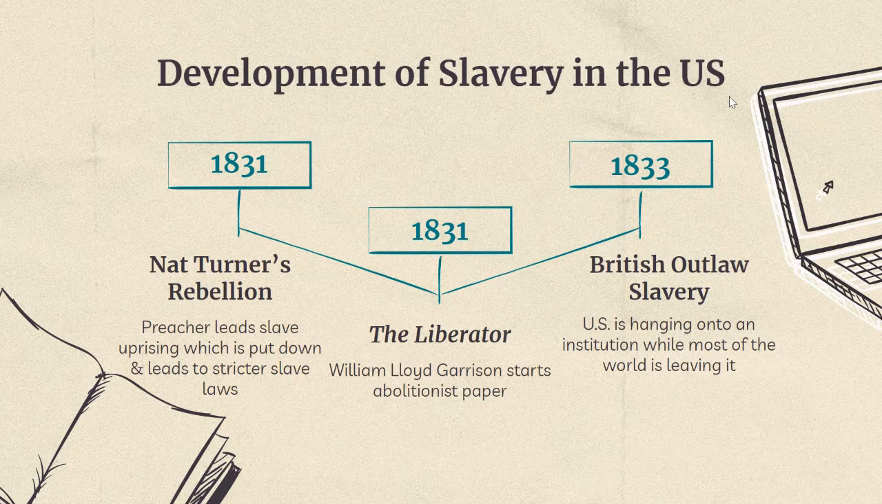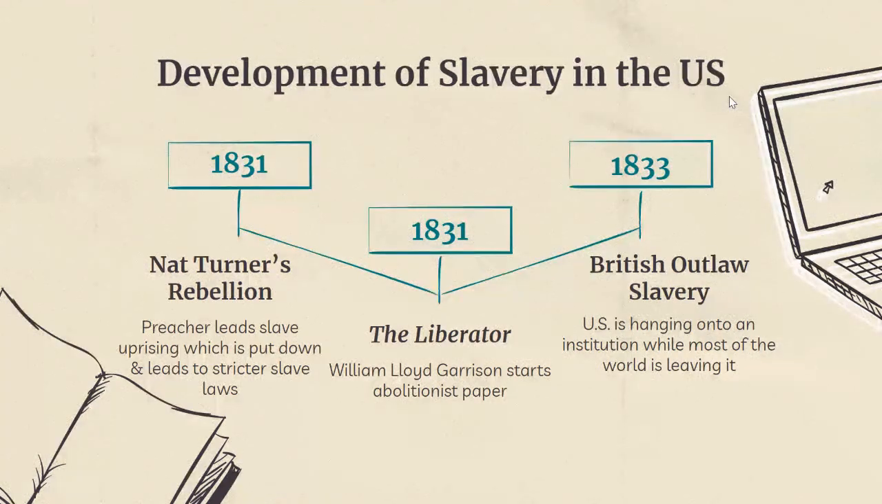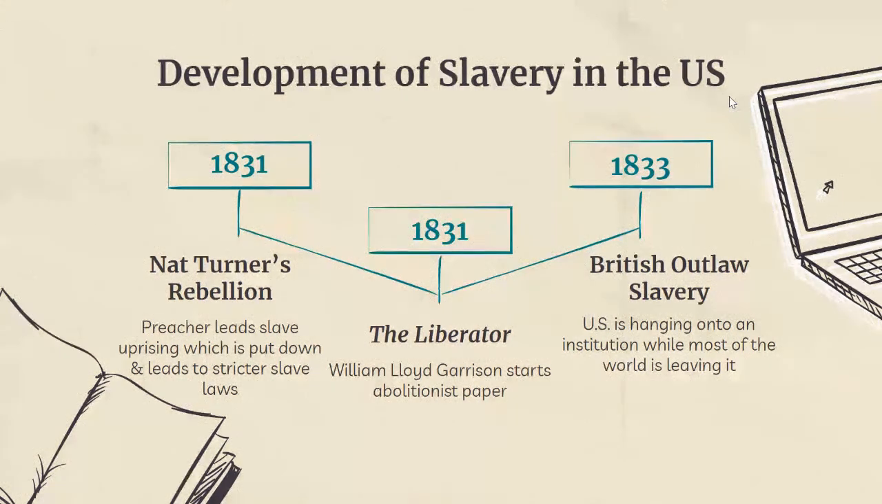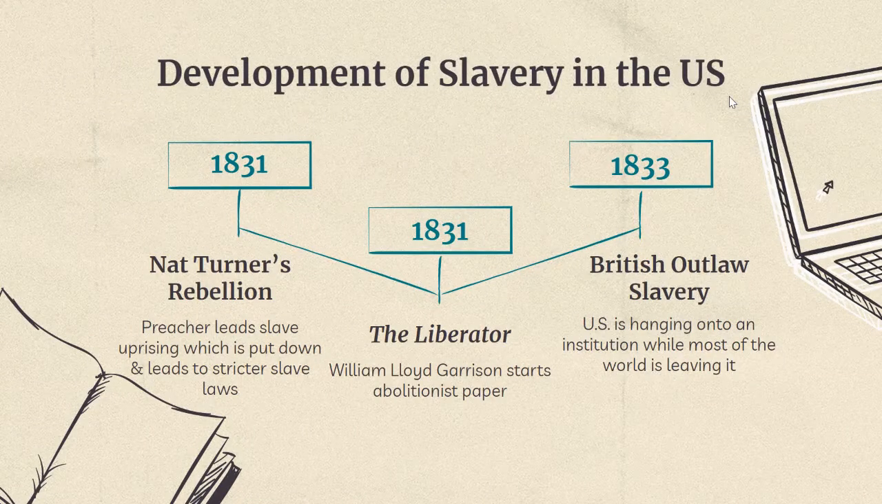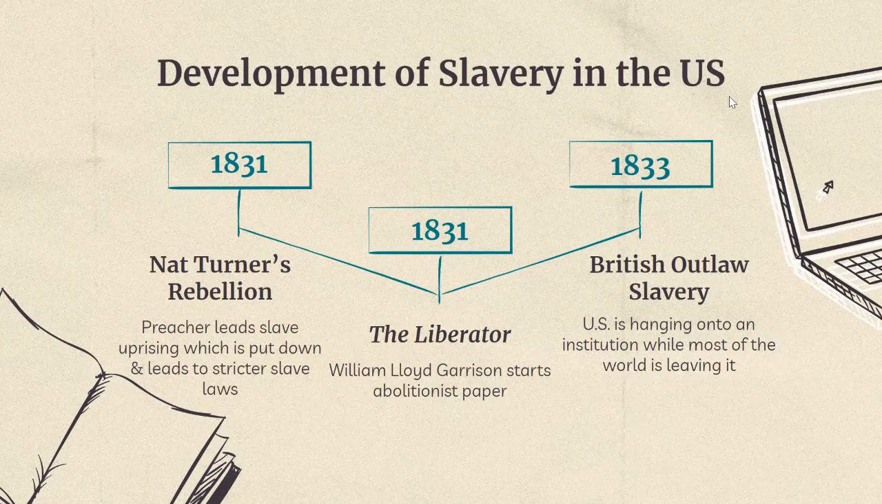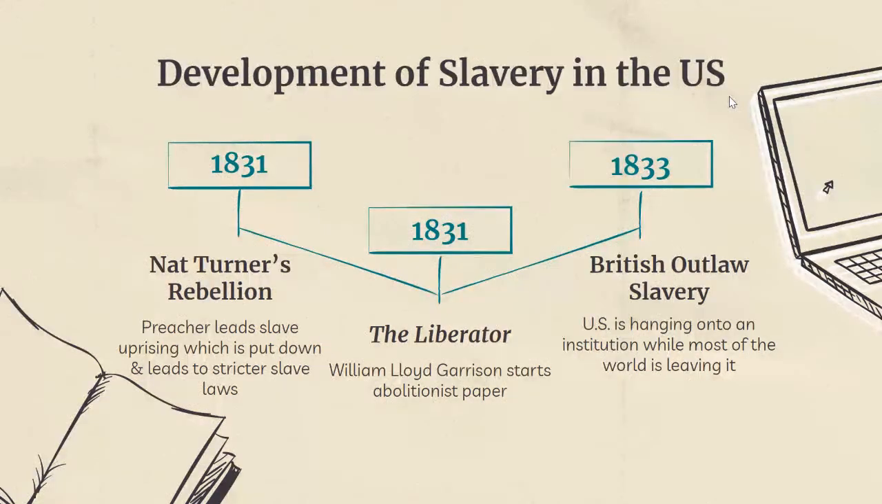violent abuse by planters. In the same year, 1831, William Lloyd Garrison, an abolitionist, creates the abolitionist paper. We're starting to see the growth of abolitionism. The British outlaw slavery in 1833. So, some nations are moving in the direction of banning slavery. However, the U.S. and the South is working really hard to maintain their established institution of slavery.